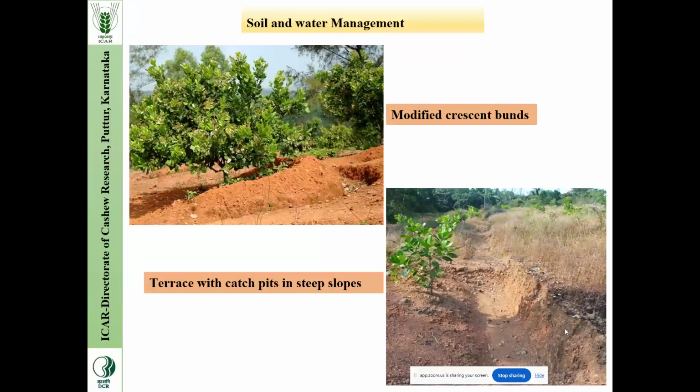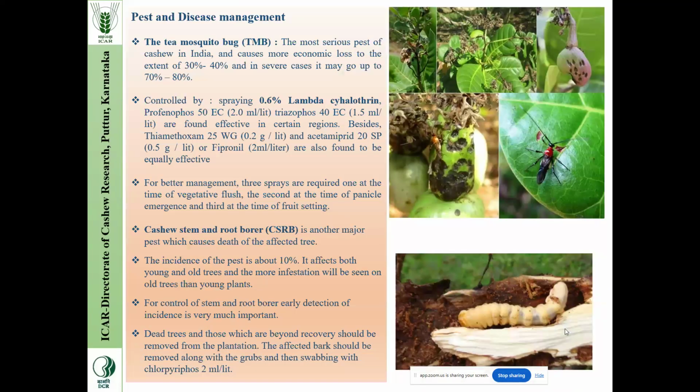Coming to soil and water management, as I have already mentioned in my initial slides, if the land is sloppy, then we have to go for crescent bunds, contour bunds, or terrace planting. If it is plain land, we can practice what we generally practice for other fruit crops.